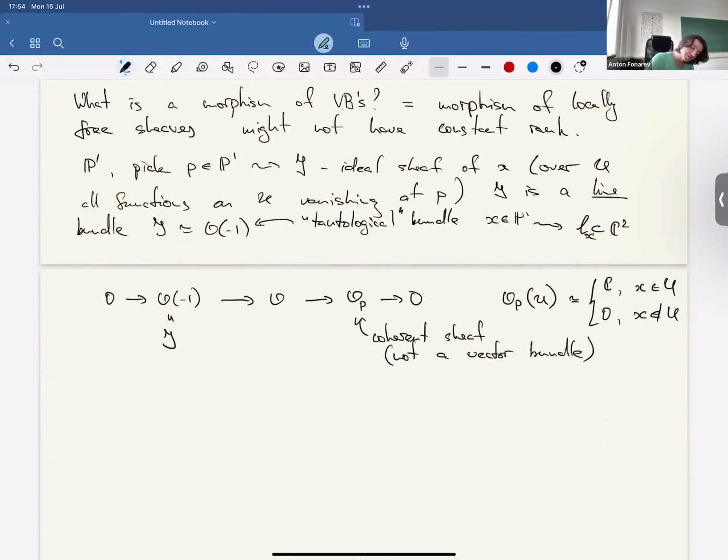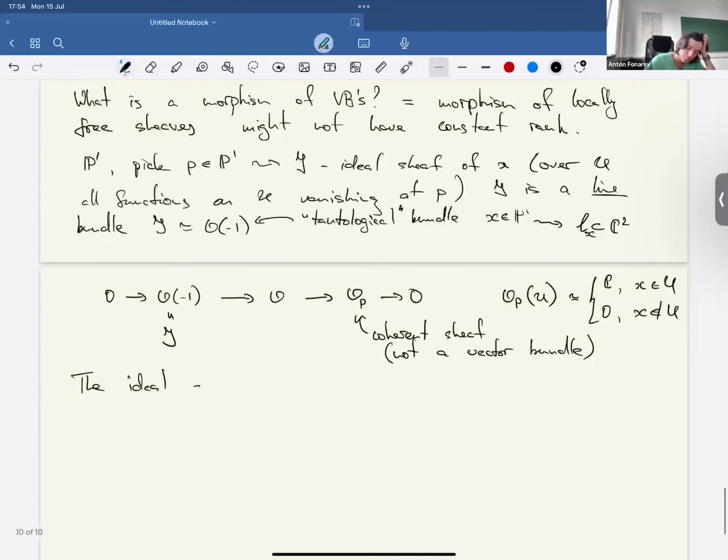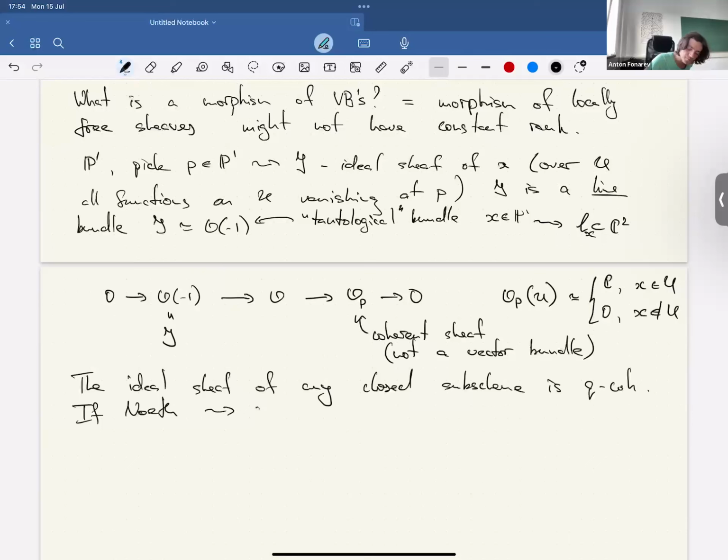And similarly, the ideal sheaf of any closed subvariety or subscheme, of any closed subscheme, is quasi-coherent. So in particular, if Noetherian, then coherent. Sometimes, as we've seen, it's even locally free.